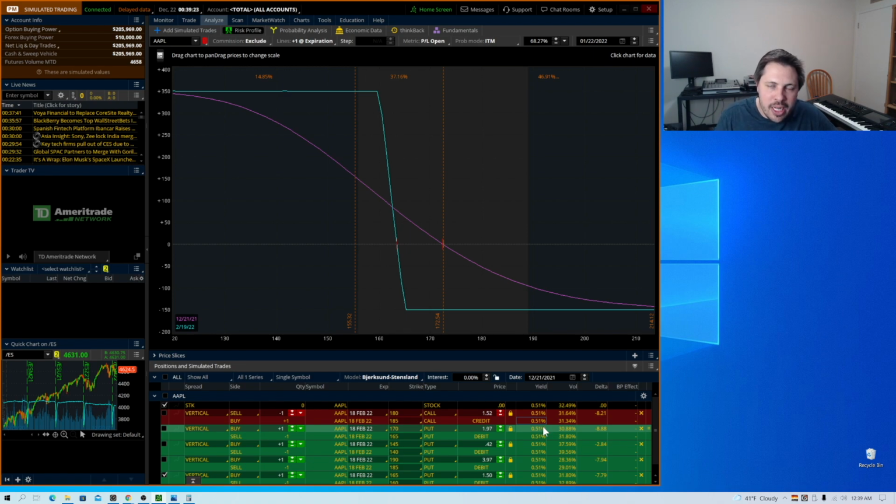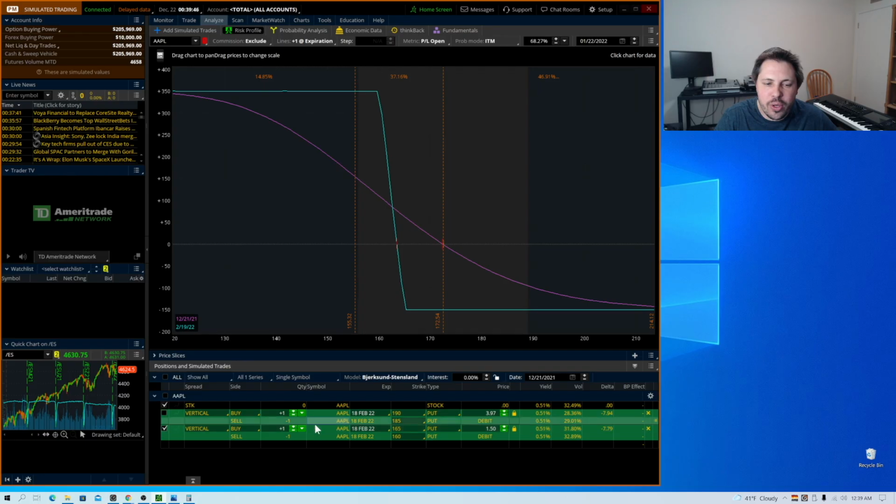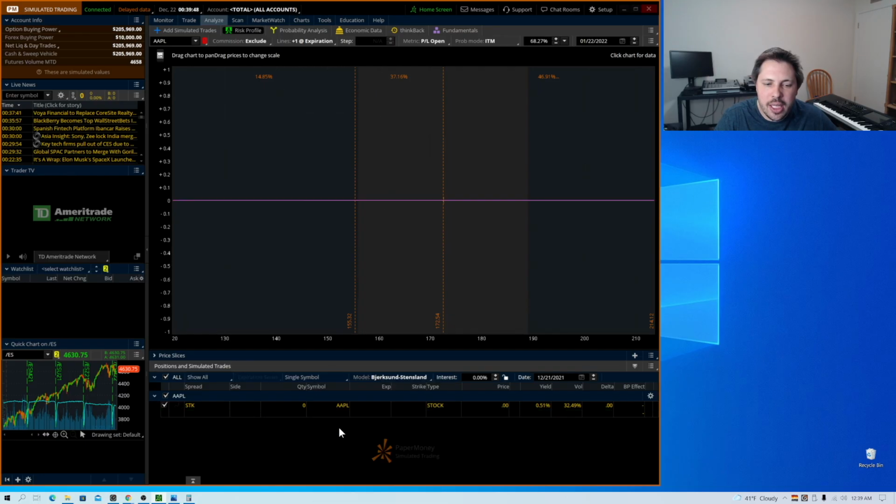For the debit spreads, it's opposite. The farther away from the money you buy that debit spread, the better risk to reward you're going to have. And again, on the other side of that, when you buy debit spreads closer to the money, the worse your risk to reward is going to be. Okay, so again, really important to understand these vertical spreads.